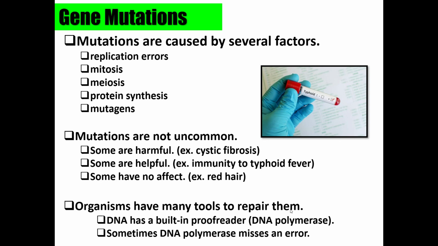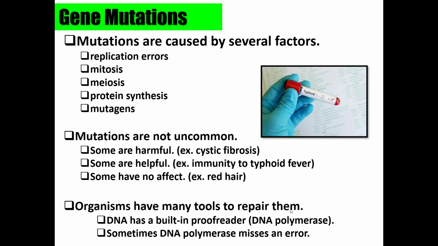Some mutations are helpful. So there is a mutation associated with immunity to typhoid fever, where certain variants can provide natural resistance against the disease. So that would be an example of a mutation that's actually helpful. Some mutations have no effect. So the mutation that causes red hair is a genetic variation in the MC1R gene that affects the production of melanin. And so this is not going to harm the person. This is not going to be helpful to the person. It has no effect. So again, mutations are not uncommon. Some are harmful, some are helpful, and then some have no effect.